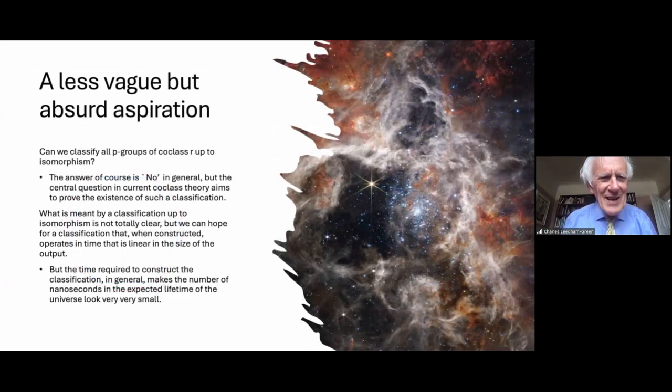Then we have a less vague but absurd aspiration, which is to classify all finite p-groups up to isomorphism. Can this be done? The answer, of course, is no. Of course, it can't. But the central question in current co-class theory aims to prove the existence of such a classification, whatever that means.